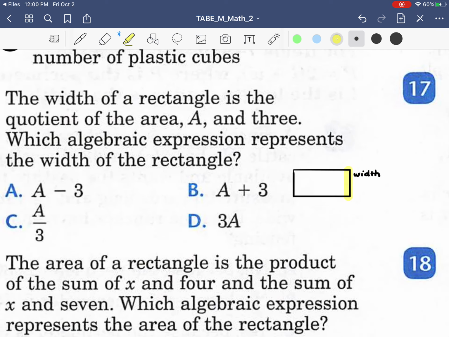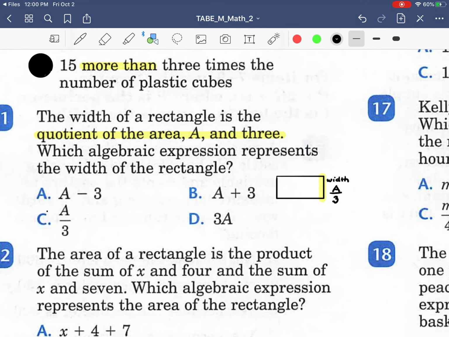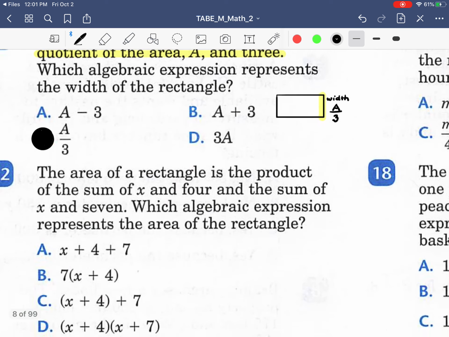And it says that the width is the quotient of the area and 3. We have to know what quotient means. It means divide. So we're going to take the area and divide it by 3. And I would go with C on this one. If you just know that quotient means division, you can answer this question. Those keywords are very important. A is subtract, B is add, D is multiply. Quotient tells us to divide.